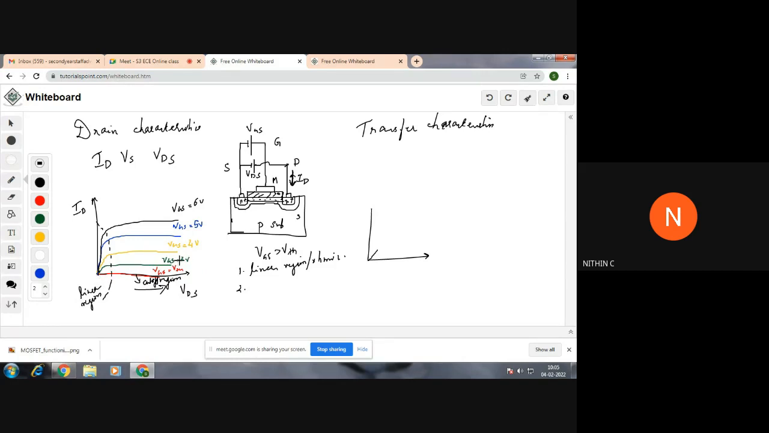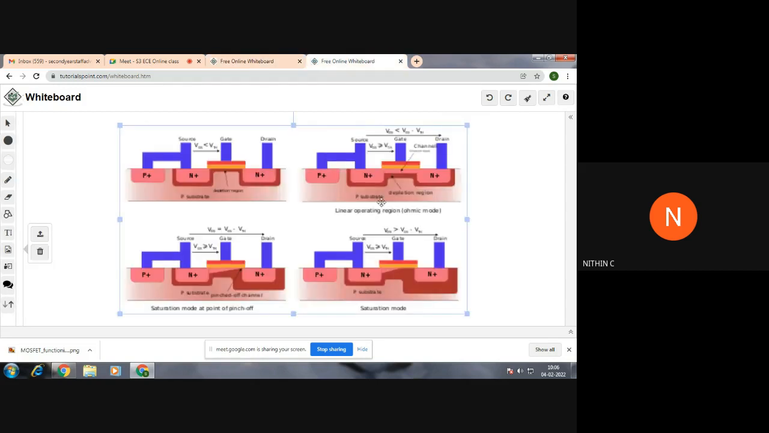VGS was set to 3 volt, then it was increased to 4 volt. At each VGS value we increased the value of VDS and observed the ID curve. Initially we kept VGS at VTH and observed the curve. Then there was no current. Then we kept VGS at 3 volt and observed the curve. Then the figure was like this. Initially there was an increase and then it got saturated. That saturation mode is being explained here.